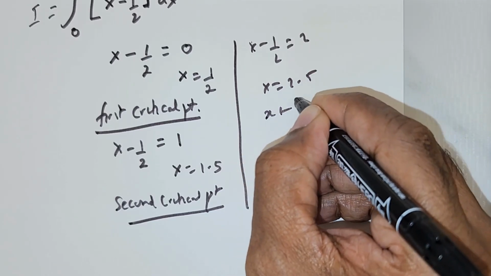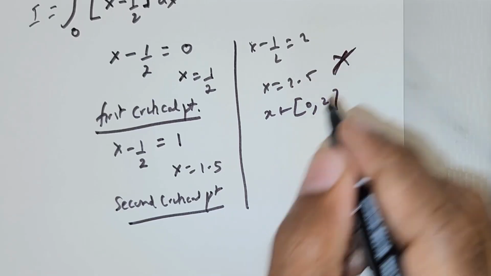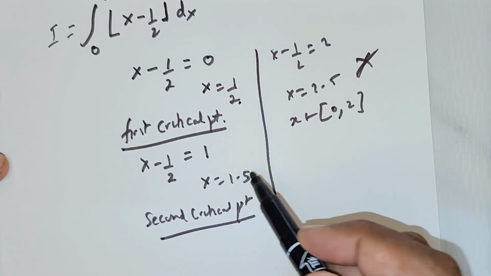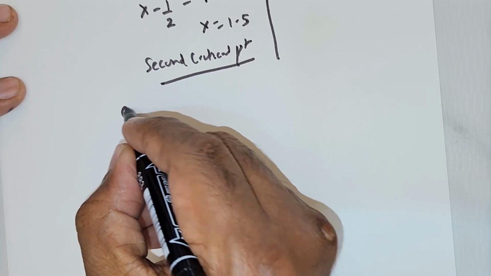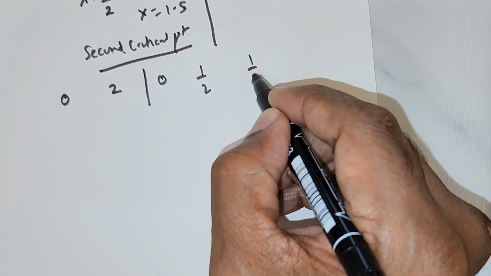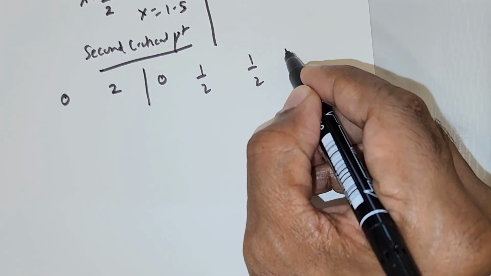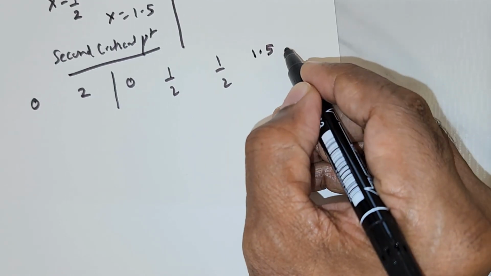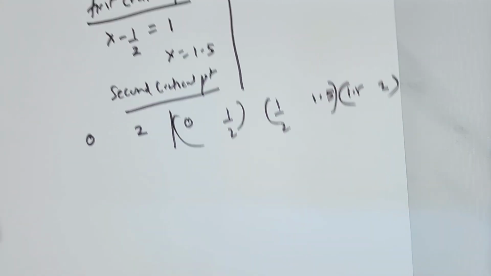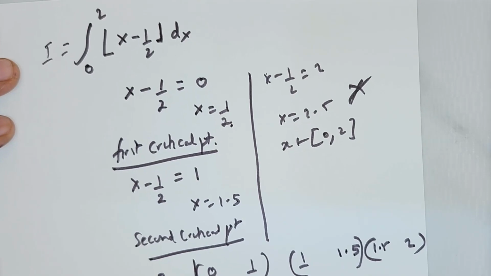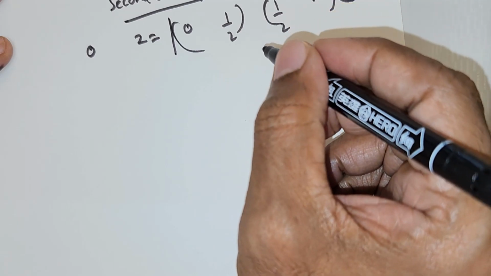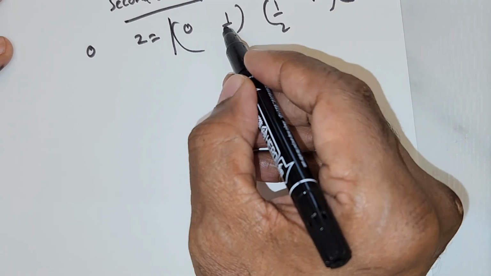But our x is actually lying between 0 and 2, so we don't need this. So we only need x equal to 1 over 2 and x equal to 1.5. So I'm going to divide 0 to 2 as 0 to 1 over 2, then 1 over 2 to 1.5, and then 1.5 to 2. So this will be my region of split for 0 to 2.